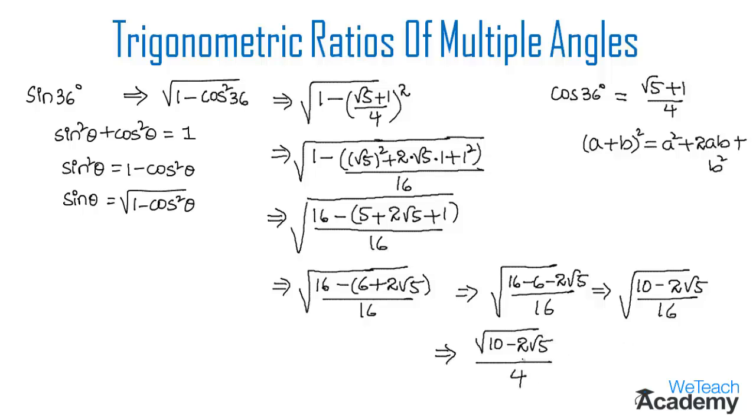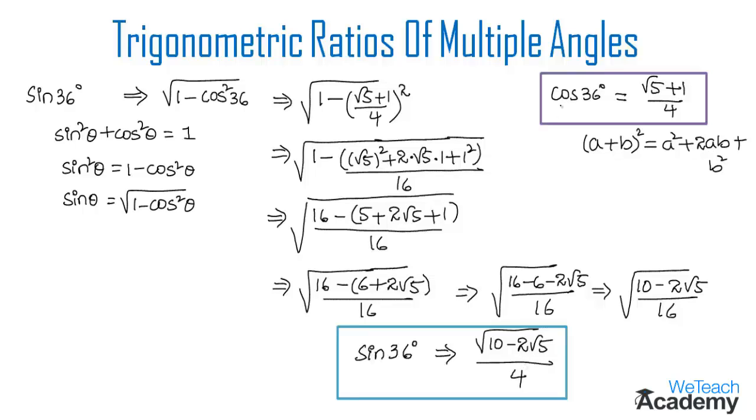So hence we derived the value for trigonometric ratios sine and cos for the multiple angle 36 degrees, that is cos 36 degrees is equal to (root 5 plus 1) by 4, whereas the value for sine 36 degrees is equal to (under root 10 minus 2 root 5) by 4. So this was the basic introduction on how to derive the values for the trigonometric ratios for multiple angles. Hope you understood the concept.